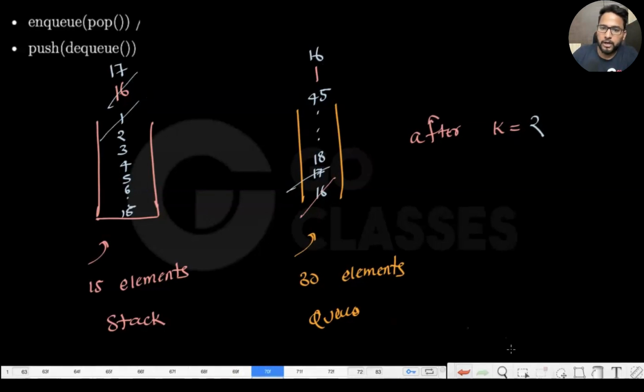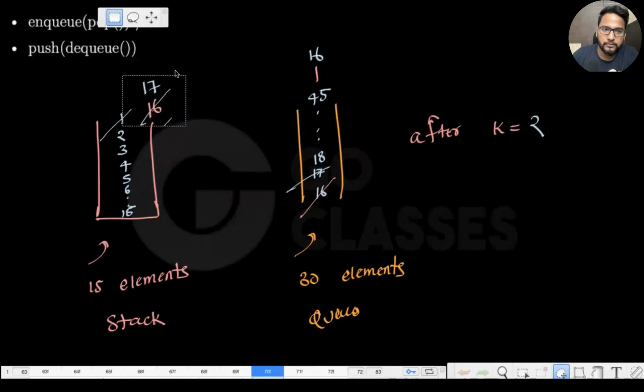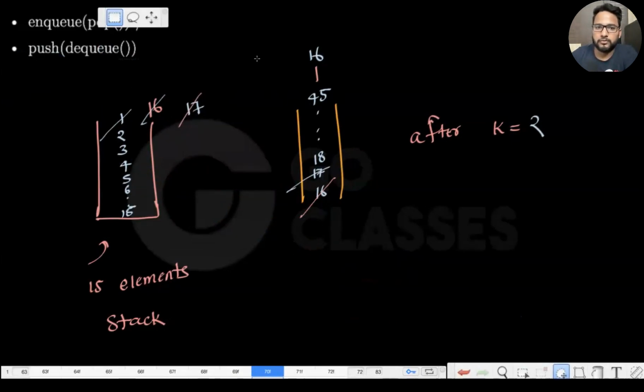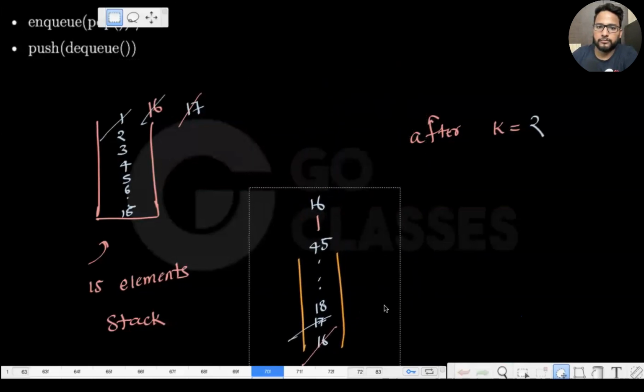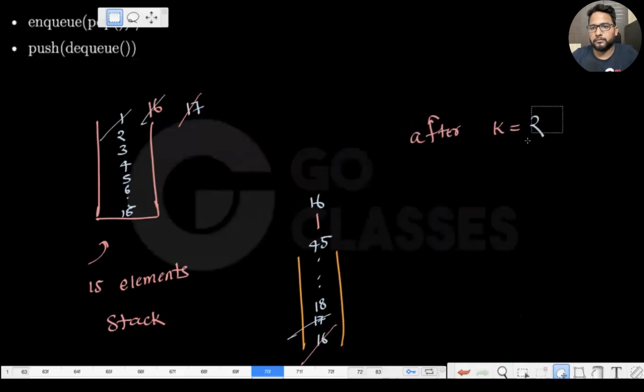So now, let me write it in this way. This one was on the top, then 16, and then you will be having 17. So 17 will go on top of this. I mean, we will be writing it in the queue. So maybe let me write in the queue. So 17 will go here, and instead of 17, you will be writing 18. This is after k equal to 3.